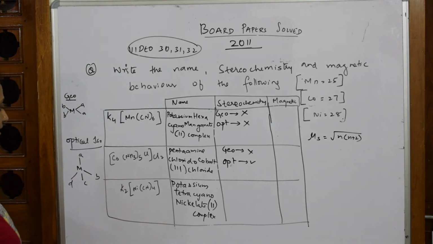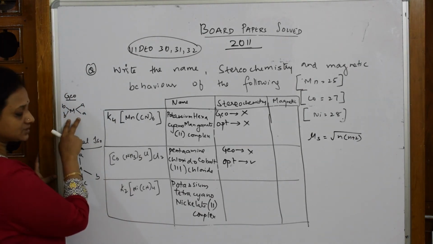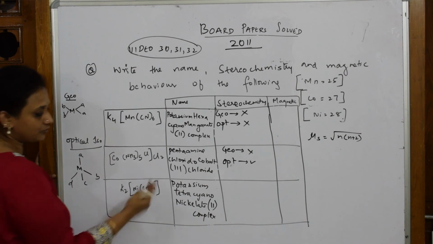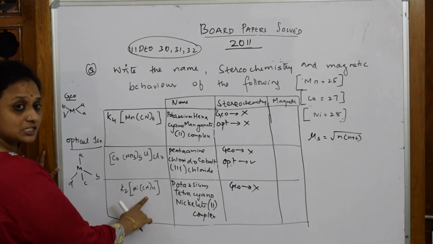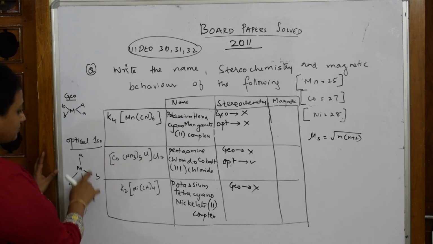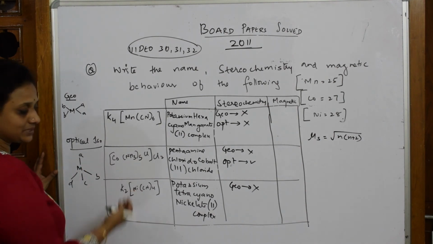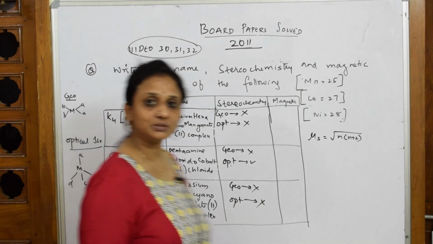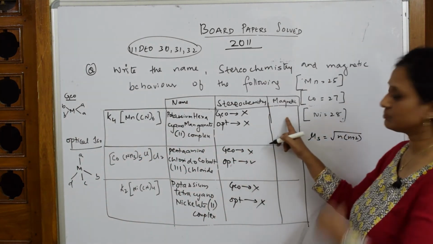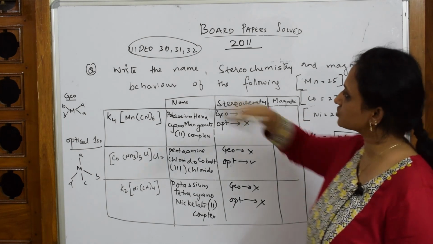Let's come back and see. In this particular case, geometrical isomerism, all 4 are similar. So geometrical isomerism not possible. For optical activity, A, B, C, D, there is no A, B, C, D here. For chiral carbon, optical activity not possible. Done.